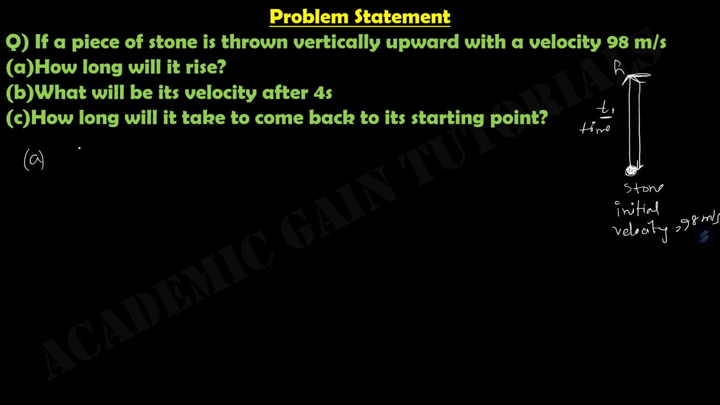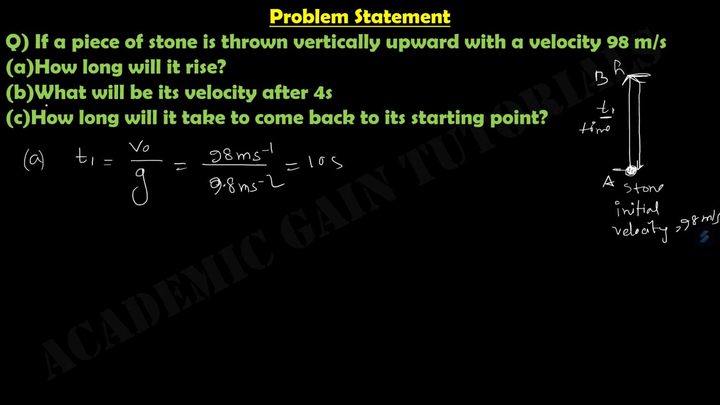We know for going from the initial position to the maximum height, t1 equals v naught by g. Here our initial velocity v naught equals 98 meter per second, and the gravity g equals 9.8 meter per second square. This is the standard value we always use. So the total time is 10 seconds. The time taken to go from position A to position B is 10 seconds.